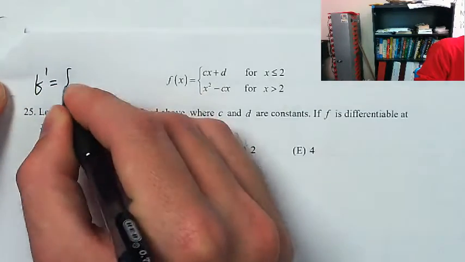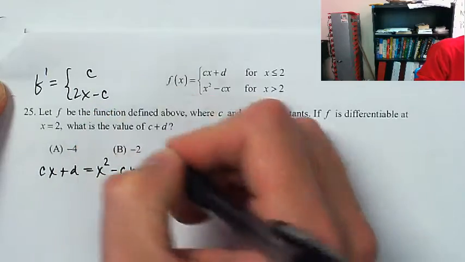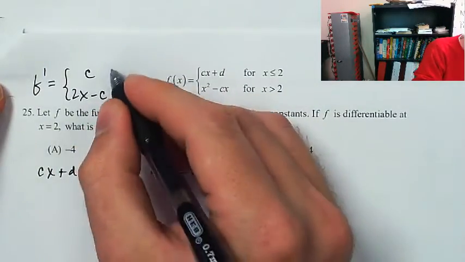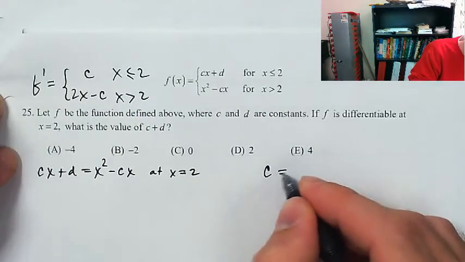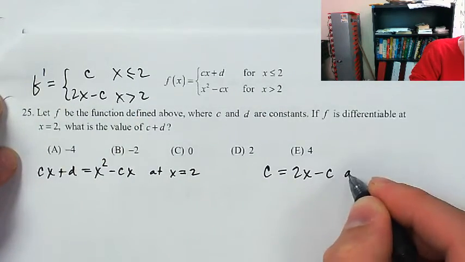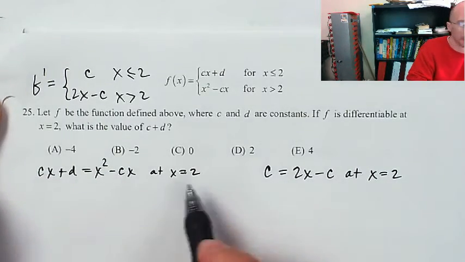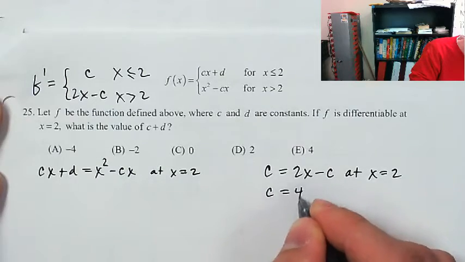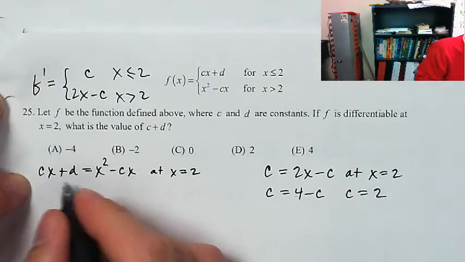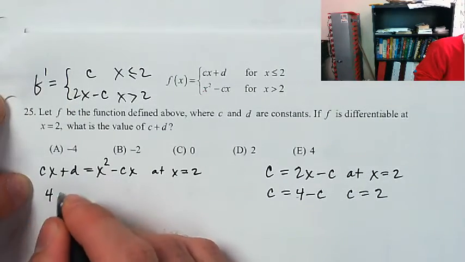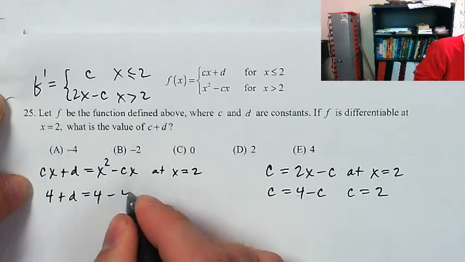Maybe I'll do that over here. Okay, the derivative of this is c, and the derivative of this one is 2x minus c. Yeah, that's for the same x values. Okay, now I'm going to need c to equal 2x minus c at the point where x equals 2. So maybe I'll start with that one, plug in over here, and make my job a little easier. Because I've got c equals 4 minus c, so that means c equals 2. Okay, because 4 minus 2 is 2. And then over here I'm going to plug in c equals 2 and x equals 2, so that's going to be 4 plus d equals 2 squared is 4, minus c times x is 2 times 2 is another 4.